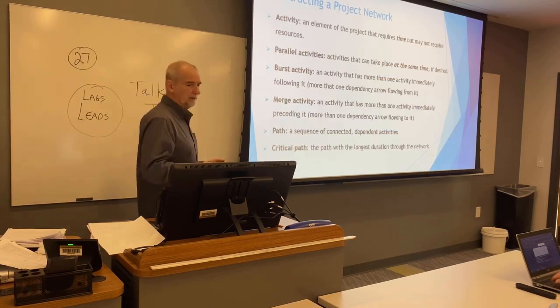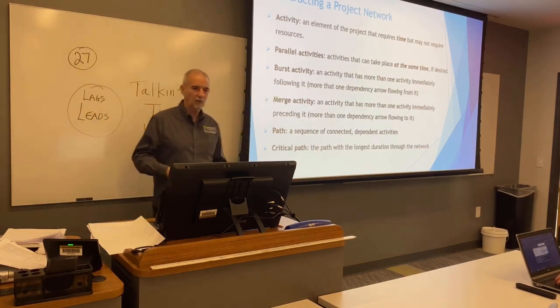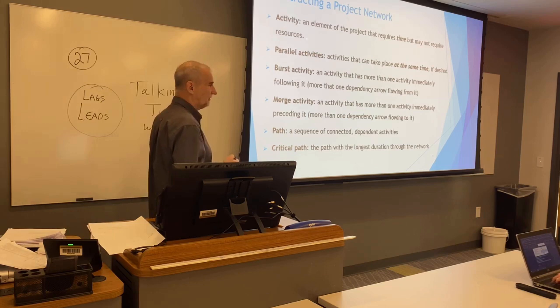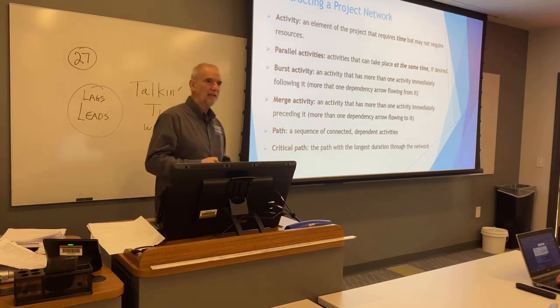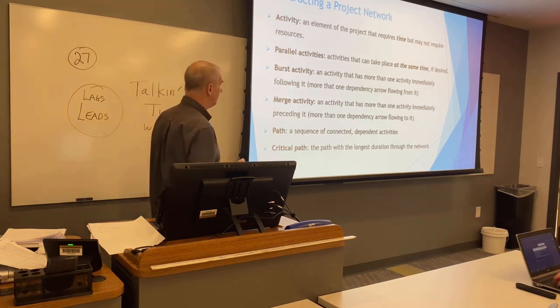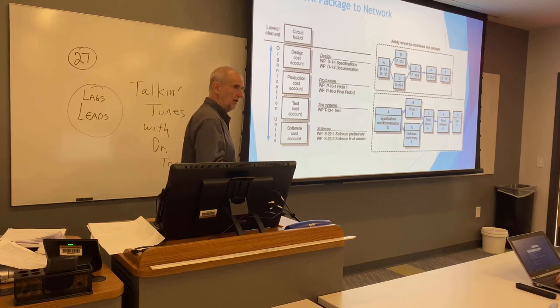All right, so now some verbiage, some terminology for the network. So the activity is the same as a task. Task, activity. We just had 7 tasks. We had 7 activities. Parallel activities. We had 2 things happening at the same time, didn't we? The prototype and the software, preliminary software. So we know what that is. A burst. An activity that has more than one activity immediately following it. So look at this. This is a burst, right? 1 burst to 2. You with me on that? Okay?